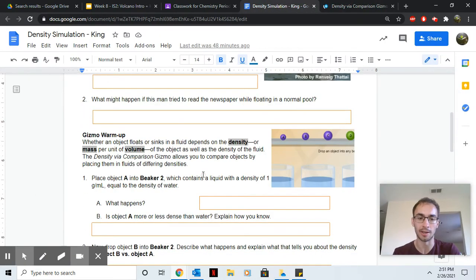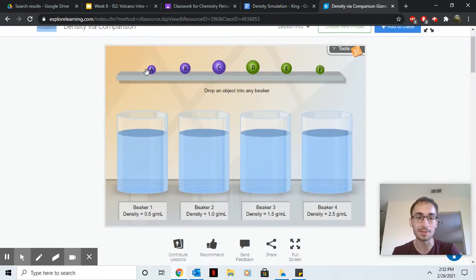Okay, question 1. Place object A into beaker 2, which contains a liquid with a density of 1, equal to the density of water. What happens? So for this simulation, we have 6 different balls and 4 different beakers. Each beaker has a liquid with the density given below. So even though they all look like water, really the only one that could be water is this one, because water is the baseline. Water has a density of 1. So this one is probably water. The other liquids we don't know, but we do know the density.